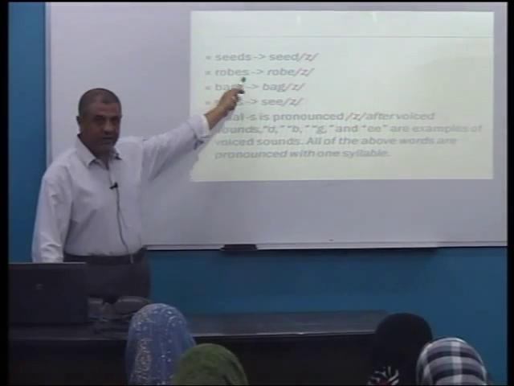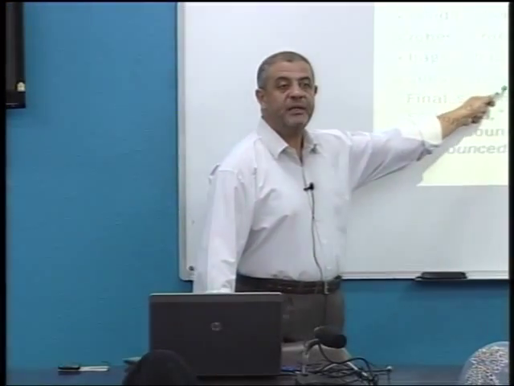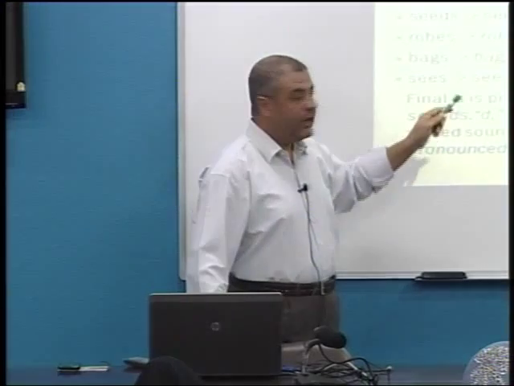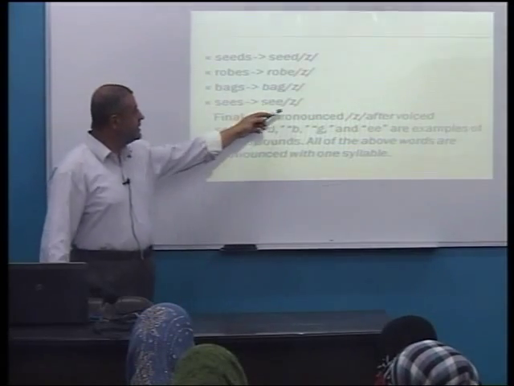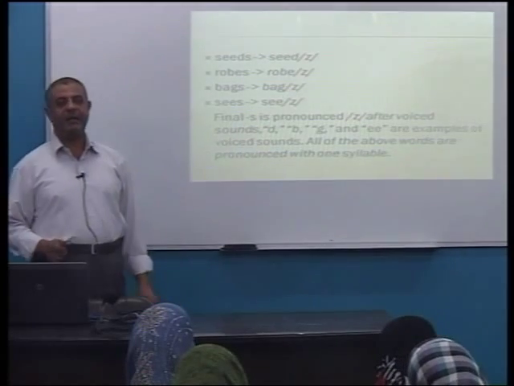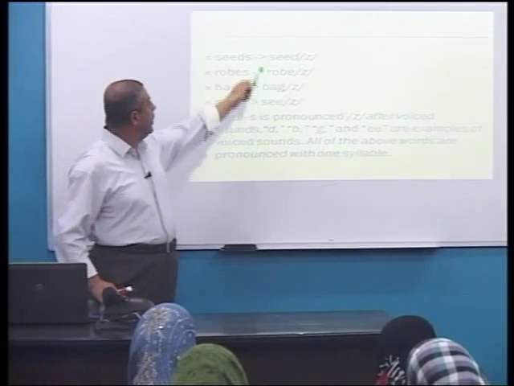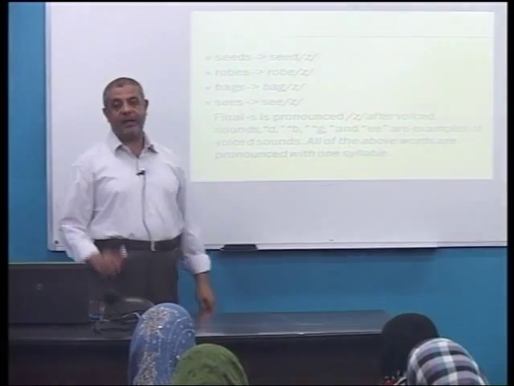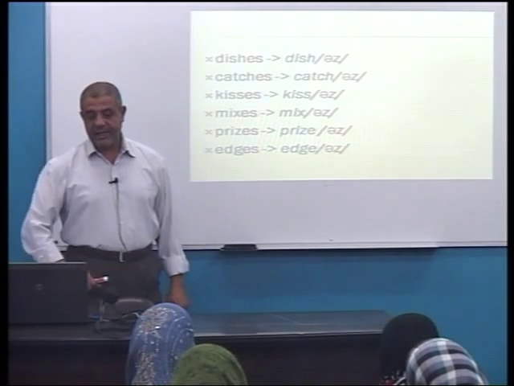Now again, in this group we pronounce the final S as what? Z sound. Because it is voiced after what? Voiced. And this is not a syllable. This sound, Z sound, is not a syllable. Okay? All the words, seeds is 1 syllable. This sound is not considered a syllable.